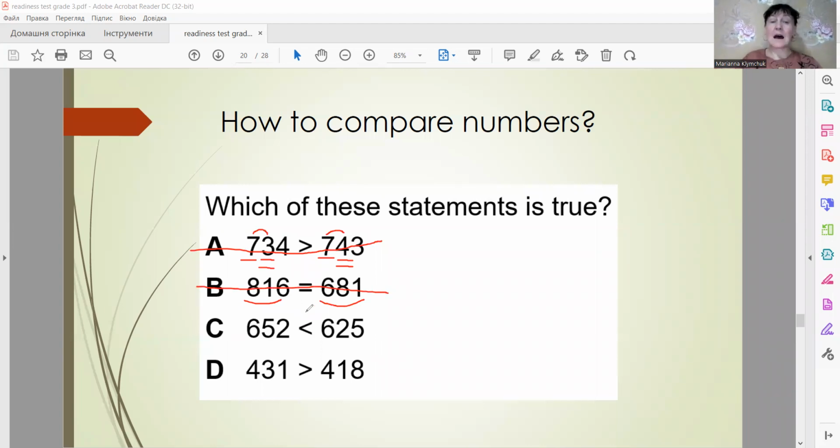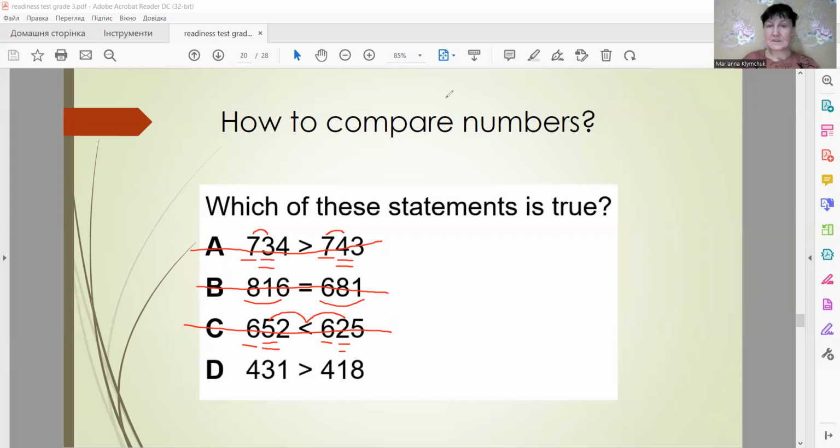Okay, next again, I start with hundreds. 6 and 6, they are the same. So I move to tens. I see that 5 is less than 2. Is it true? No. So that's why this is not true.